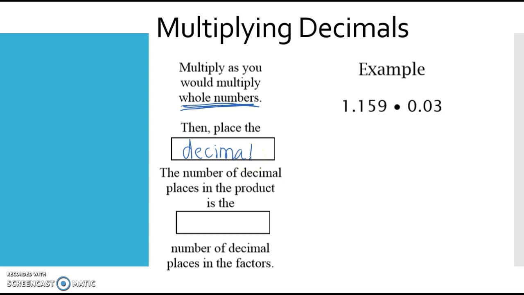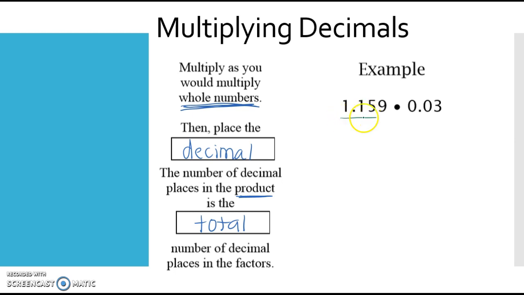And then lastly, it says the number of decimal places in the product, which is the answer to a multiplication problem, is the total number of decimal places in the factors. So basically, we're going to see how many numbers are behind our decimals, and then that'll determine where we put our decimal place. So here, when we're lining up our numbers with decimals, we're not lining up the actual decimal, we're going to line up the digits.